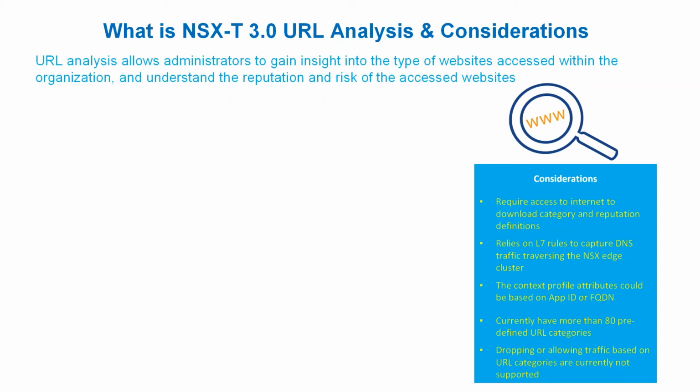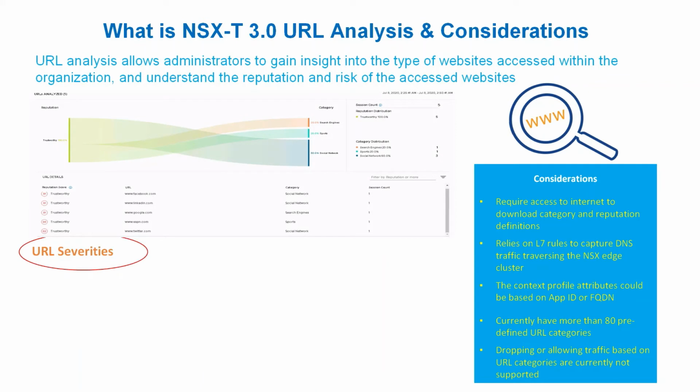So let's take a look at how it works. NSX-T nodes connect to Webroot cloud services over SSL and download the URL category and reputation data. It does this every 5 minutes. Once it receives and collects traffic data for URL, it's shared with NSX Manager, which graphically displays the information to the admins.